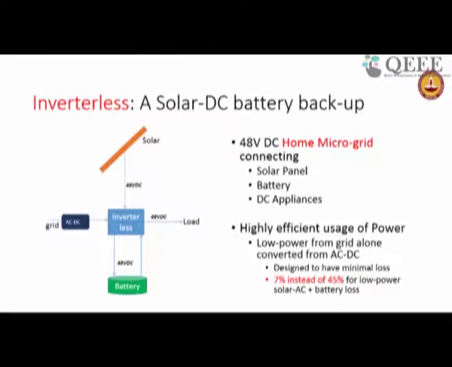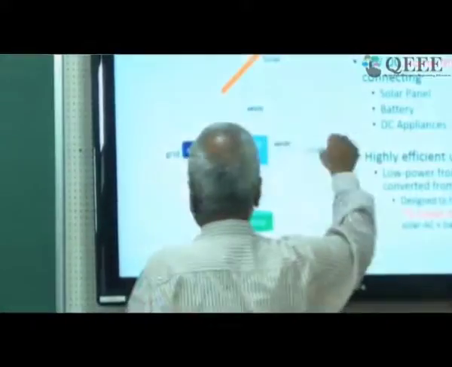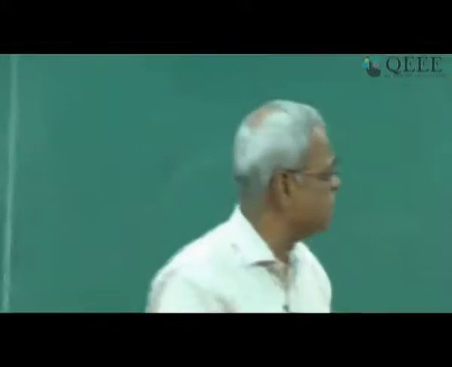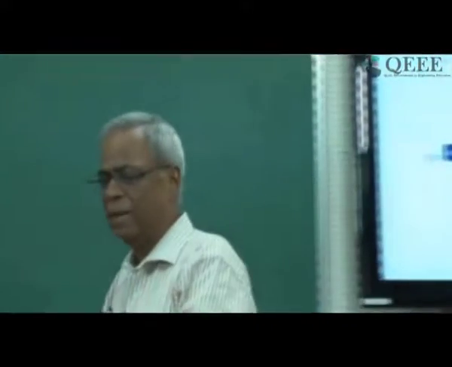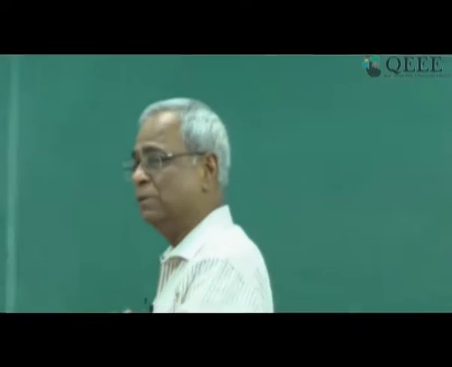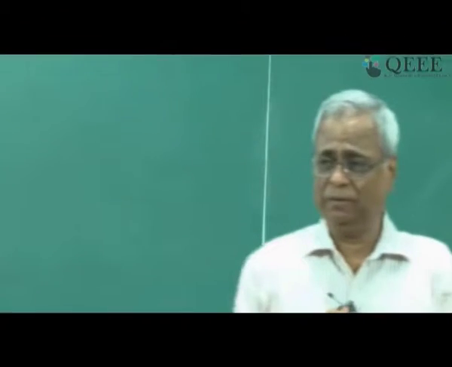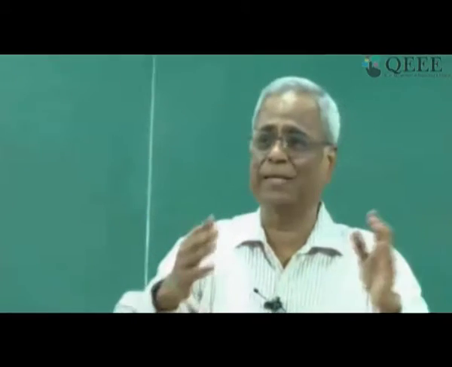That's a challenge for some of our friends, but at least that's not bad, instead of 45%. And if I go directly, maybe the losses from the grid will be only 5-6%, not that large. My overall losses go down, a huge benefit. If my losses go down, my solar panel size will go down.